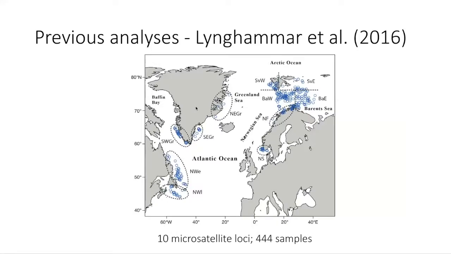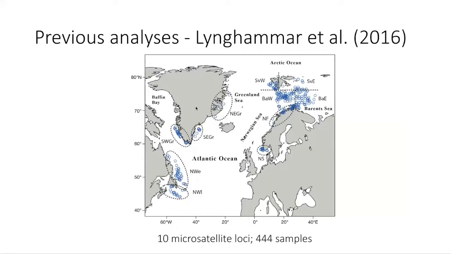Similarly, the most recent work by Linghammer et al., which was really the precursor to this study, was based on a much larger number of nuclear microsatellite markers. So now we've moved to the nuclear genome, increased the number of independent gene regions that we're sampling to 10. And it has really great spatial sampling, which we're now able to take advantage of in the present study.